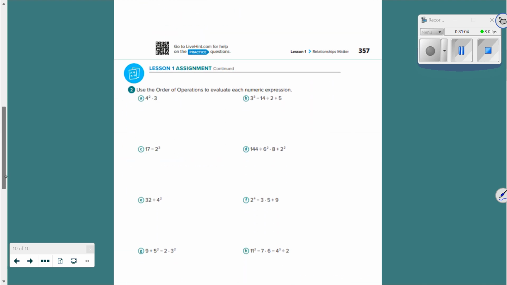Go to the back page. This is the bulk of the assignment. You've got 8 problems. Use the order of operations to evaluate. What does evaluate mean? So I wanted you to get down to one number. Questions on your homework?